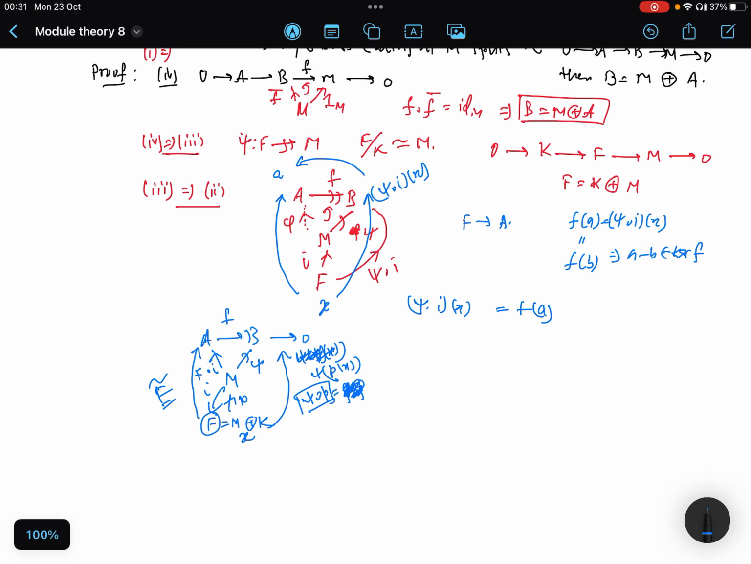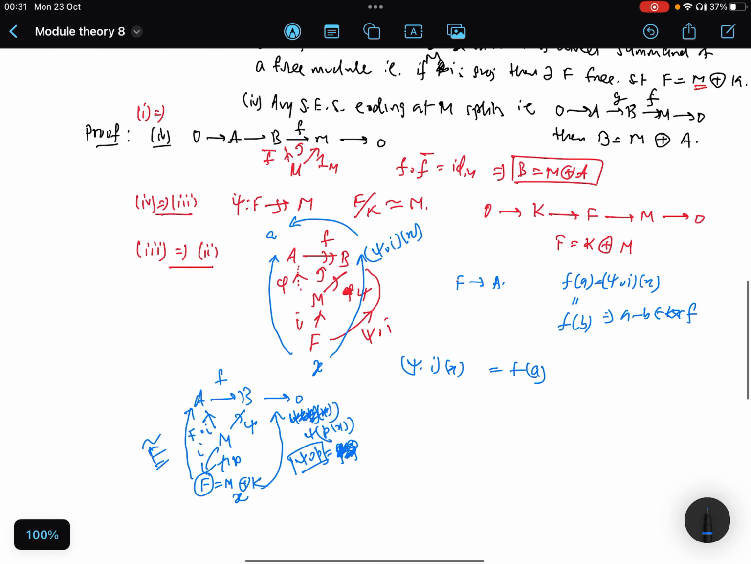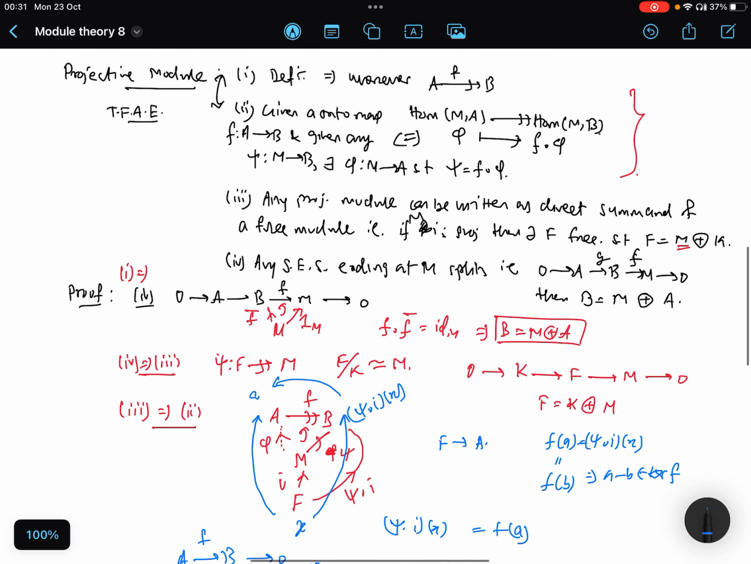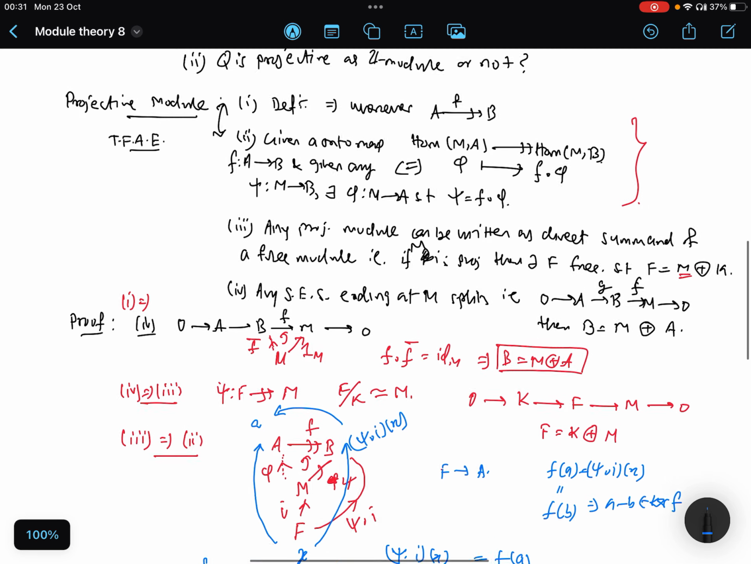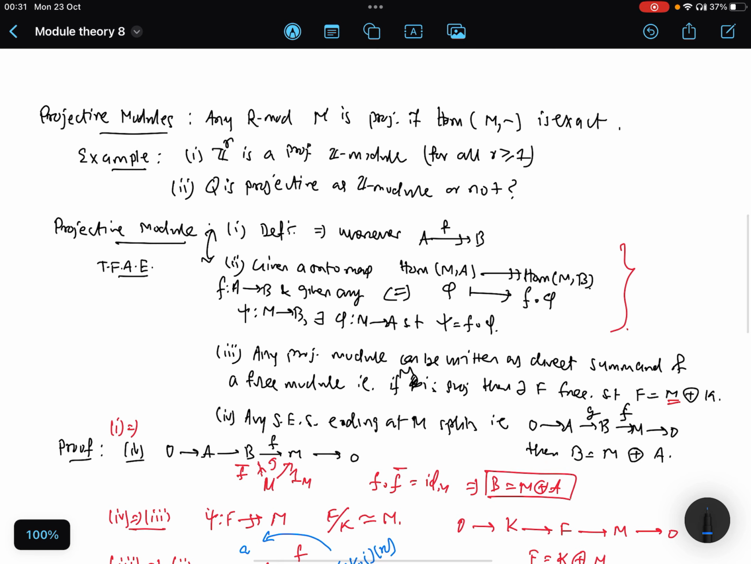Anyway, so we get 3 implies 2, and 2 and 1 are equivalent, we have seen, and 1 implies 4 and 4 implies 2. So that is about the 4 equivalent criteria. From 3, what we can say is that any free module is of course projective, because you can choose K to be the zero submodule. So from that logic, the first example is true.